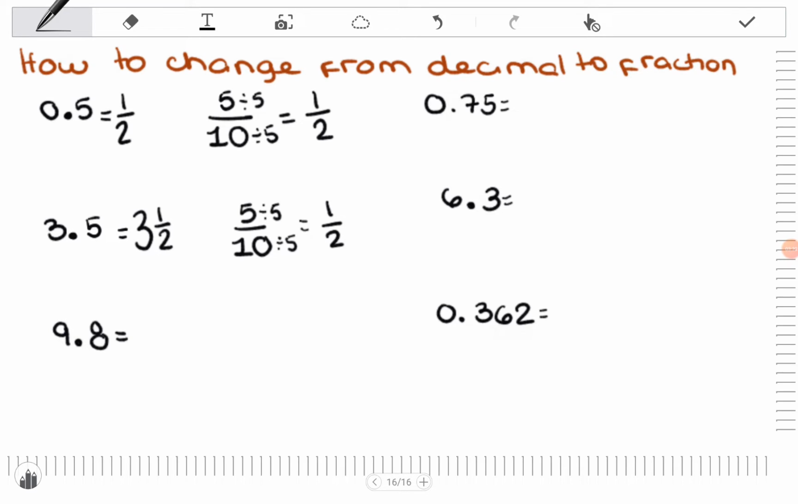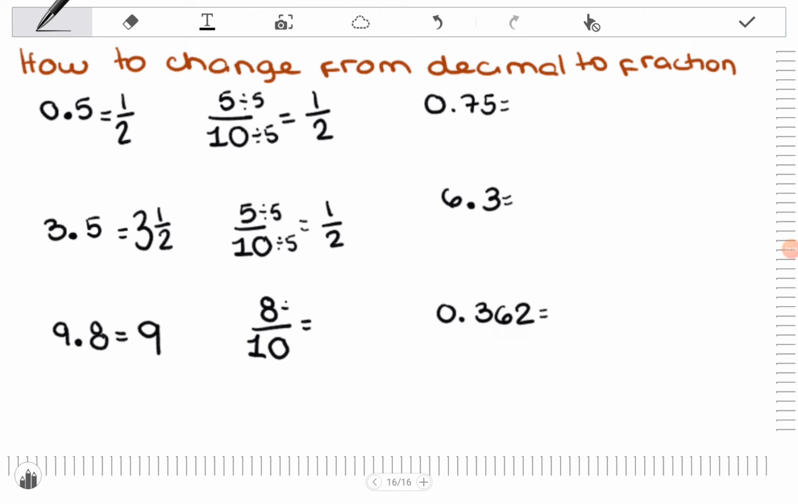Let's look at the third example. 9.8. If you remember, the first thing we do is write the 9 right here, and we only work with the digits after the point. In this case, the number 8. We write the 8, the line, and a 1 in the bottom. Now we ask ourselves, how many digits do we have after the point? We have 1 digit, right? So we're only going to write one 0. But remember, this fraction is not simplified, so we have to simplify it.